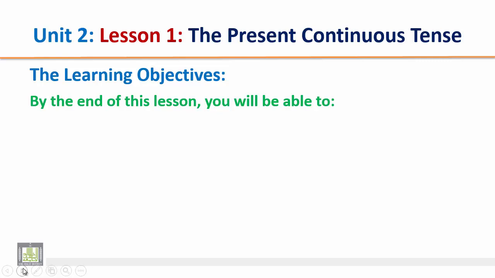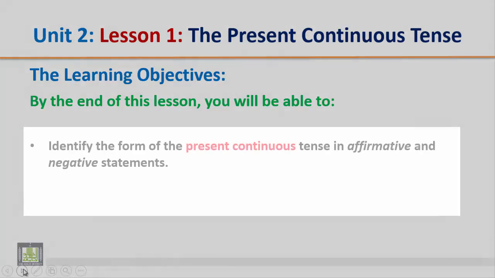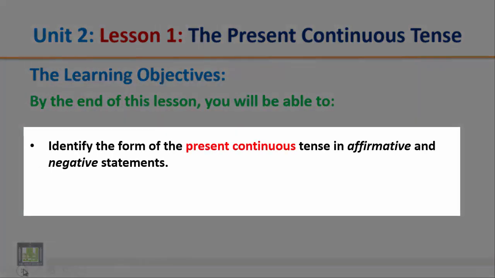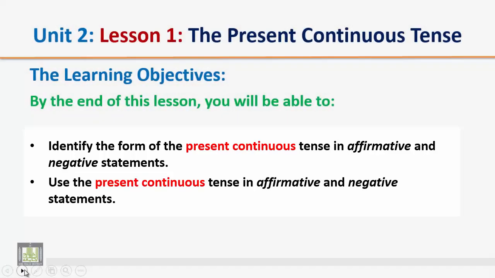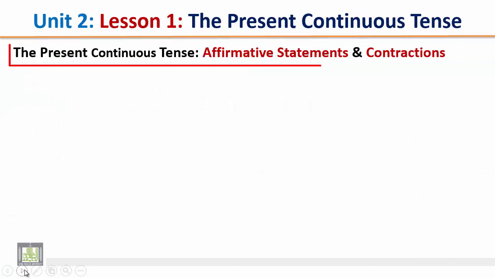The learning objectives. Dear students, by the end of this lesson, you will be able to identify the form of the present continuous tense in affirmative and negative statements. Use the present continuous tense in affirmative and negative statements. The present continuous tense, affirmative statements and contractions.